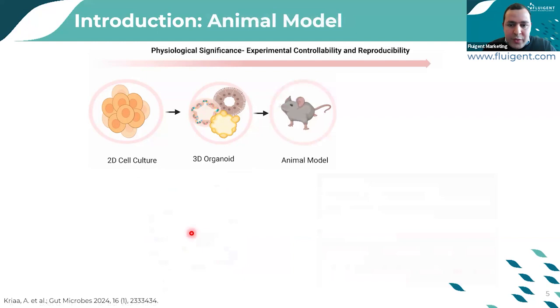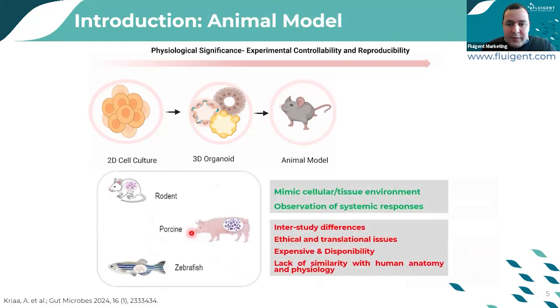And so the third model is the animal model. Even though it mimics the cellular tissue microenvironment better than the 2D and 3D cell cultures, and there are better observations of systemic responses, it has several problems when moving from one study to another, so we have a lot of variety in the results. There are a lot of ethical and translational issues, it is expensive, and it is not accessible to all labs. And it lacks some similarity, of course, compared to human anatomy and physiology.